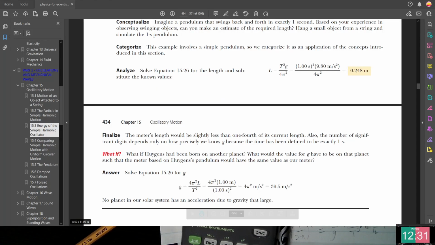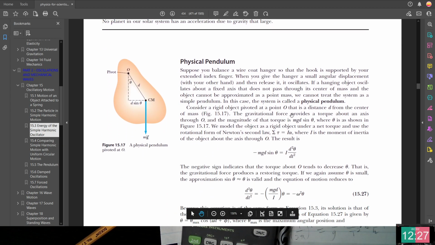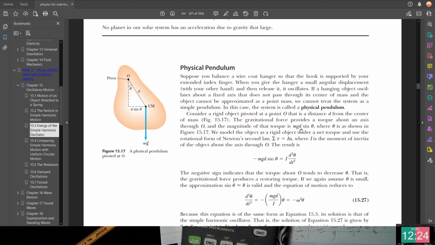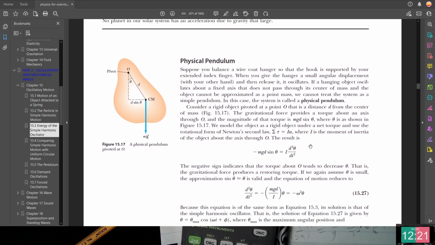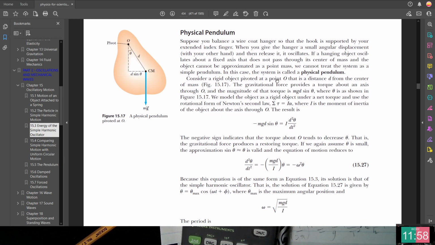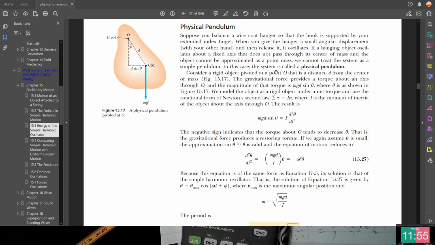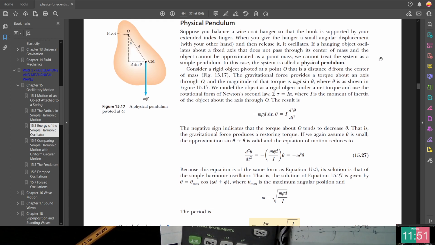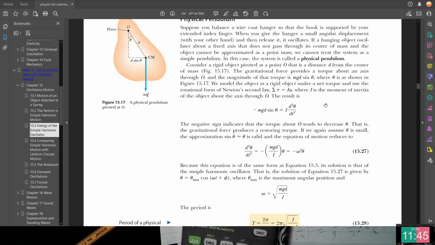A physical pendulum. Suppose you balance a coat hanger so that the hook is supported by your extended index finger. You give the hanger a small angular displacement with your other hand, and then you release it. It oscillates. If a hanging object oscillates about a fixed axis that does not pass through its center of mass, and the object cannot be approximated as a point mass, we cannot treat the system as a simple pendulum. In this case, the system is called a physical pendulum. Consider a rigid object pivoted at point O. It's here. That is a distance d from the center of mass.